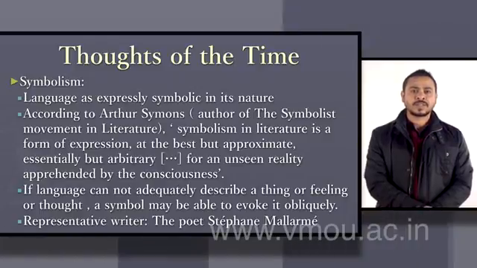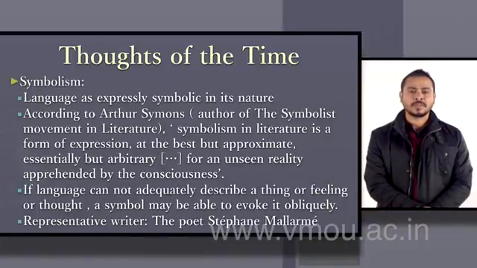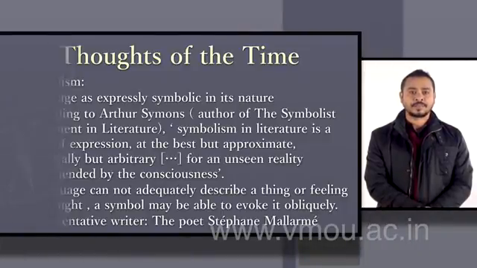Arthur Symons, who proposed this idea of symbolism and wrote a great book, The Symbolist Movement in Literature, says, "Symbolism in literature is a form of expression, at the best but approximate, essentially but arbitrary, for an unseen reality apprehended by the consciousness." So if language cannot adequately describe a thing or feeling or thought, a symbol may be able to evoke it obliquely. And Stéphane Mallarmé, a representative poet, has used this technique very well.